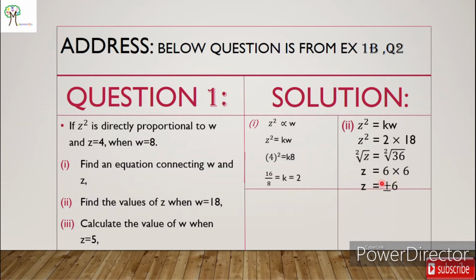Now the answer of part 3 is, z square is equal to kw. This is the formula. Now z value is 5, so 5 square is equal to 2w because k value is 2, and w we don't know. Now 5 fives are 25 and 2 would come here. 25 would be divided by 2 and the w value would be 12.5.